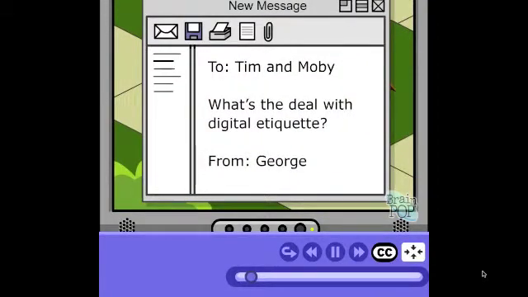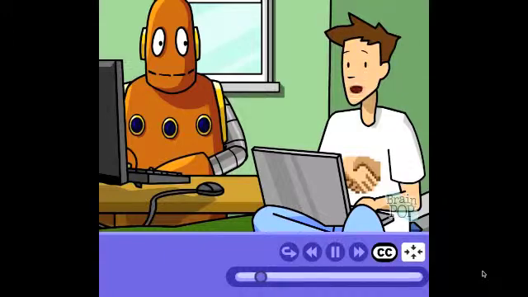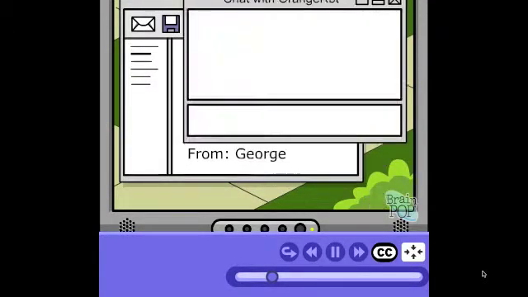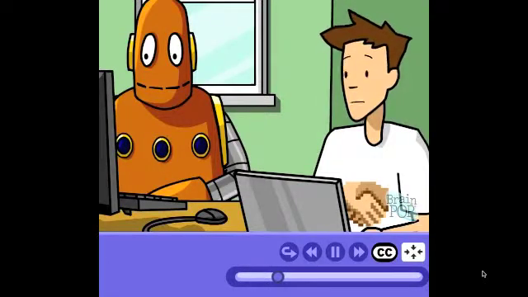To Tim and Moby. What's the deal with digital etiquette? From George. Digital etiquette, or netiquette, is a set of rules for how to behave online. Right, it's a lot like real-life etiquette, which is basically a code of conduct for having good manners and treating others with common courtesy and respect. It's just as important in our digital lives, including how we act in online games, or how we communicate in emails and instant messages, in chat rooms, and on message boards, blogs, and social networking sites. Whoa, how are you doing that?